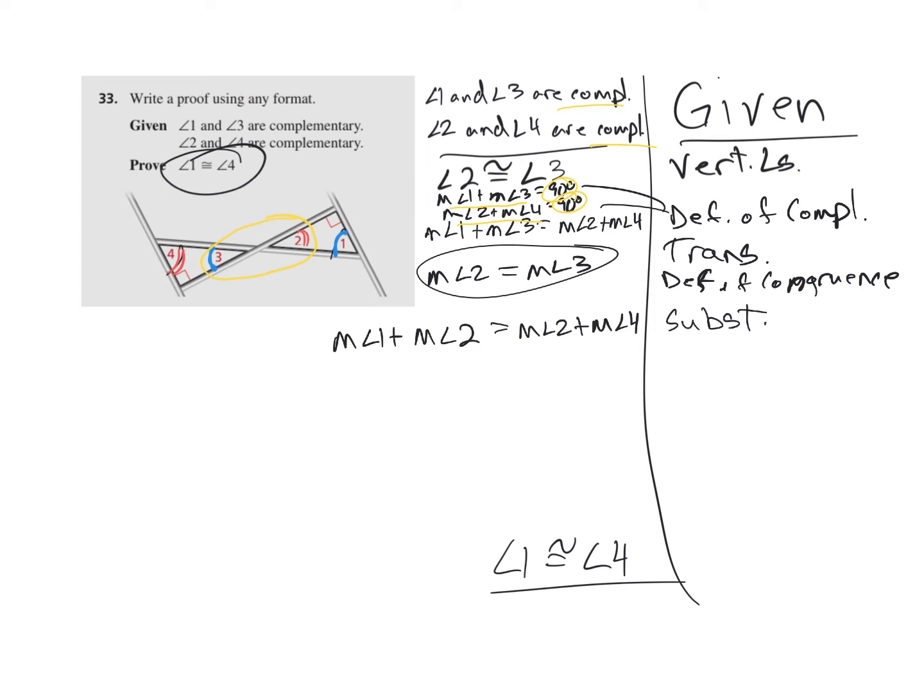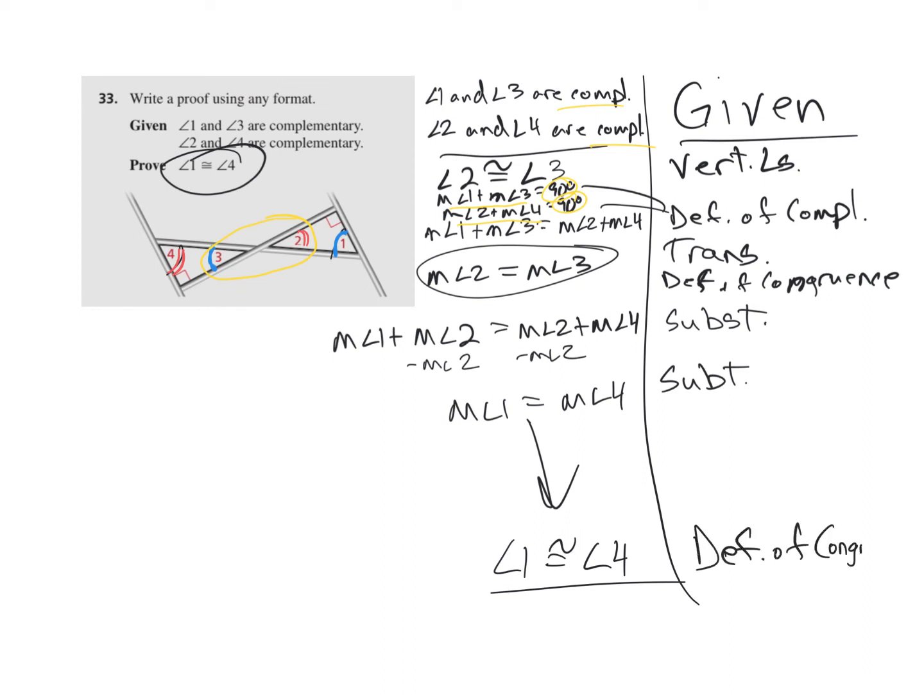And then if I subtract the measure of angle 2 out, I have the measure of angle 1 equals the measure of angle 4. That would be subtraction property of equality. And notice now, if they are equal, then they are congruent, which is what we just said, definition of congruence. Definition of congruent angles, if you want.